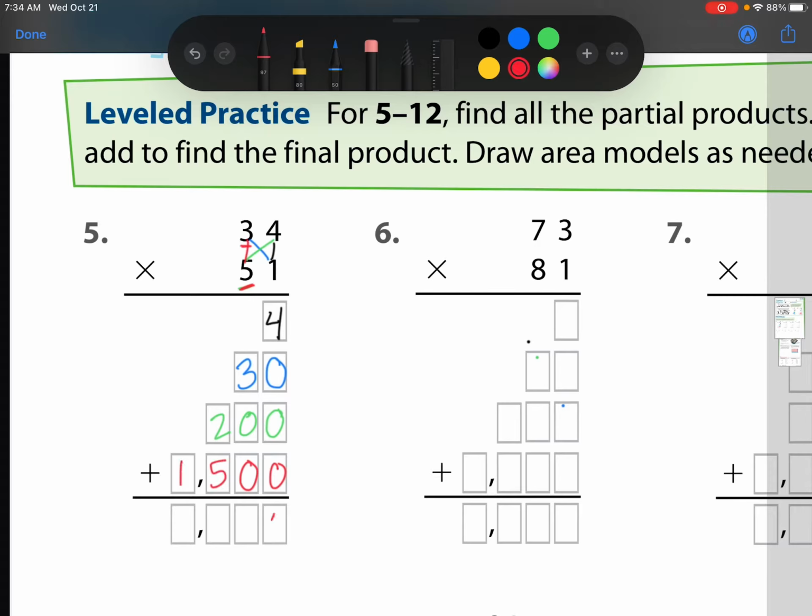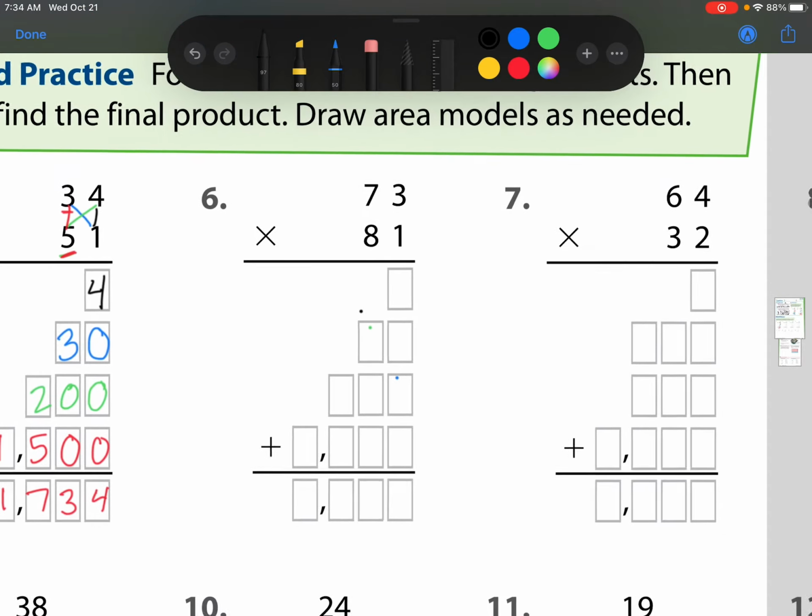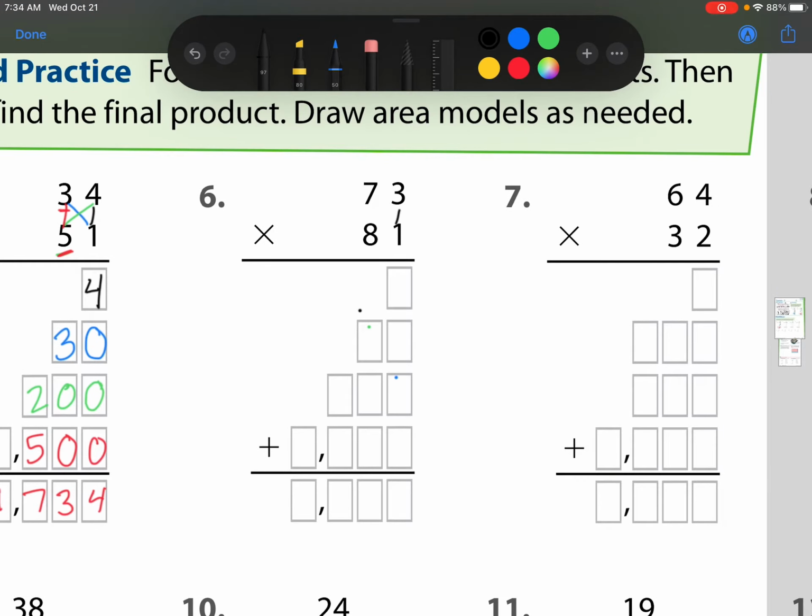Now I can add them up. And what do I get? I get 1,734. Problem number 6. 1 times 3 is 3. That 7 is in the tens place value, so I put a 0 down. And now I multiply 1 times 7 is 7.